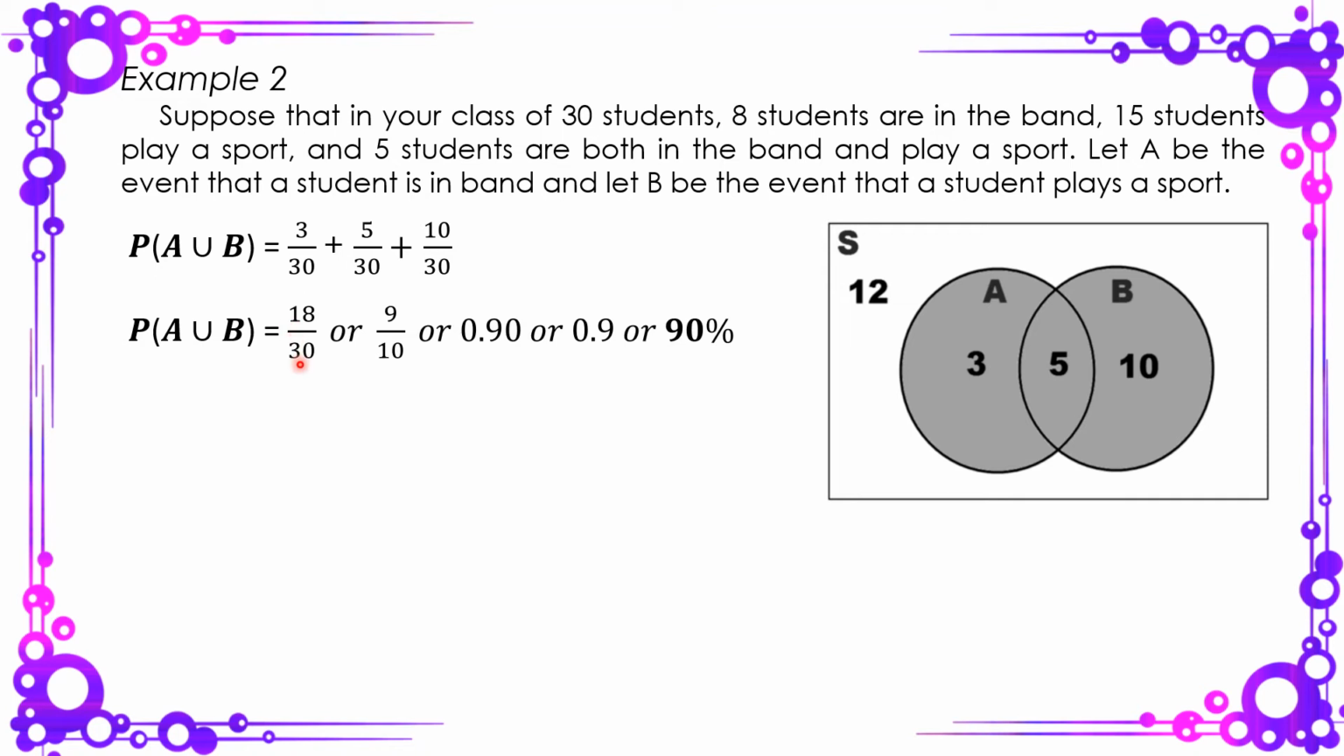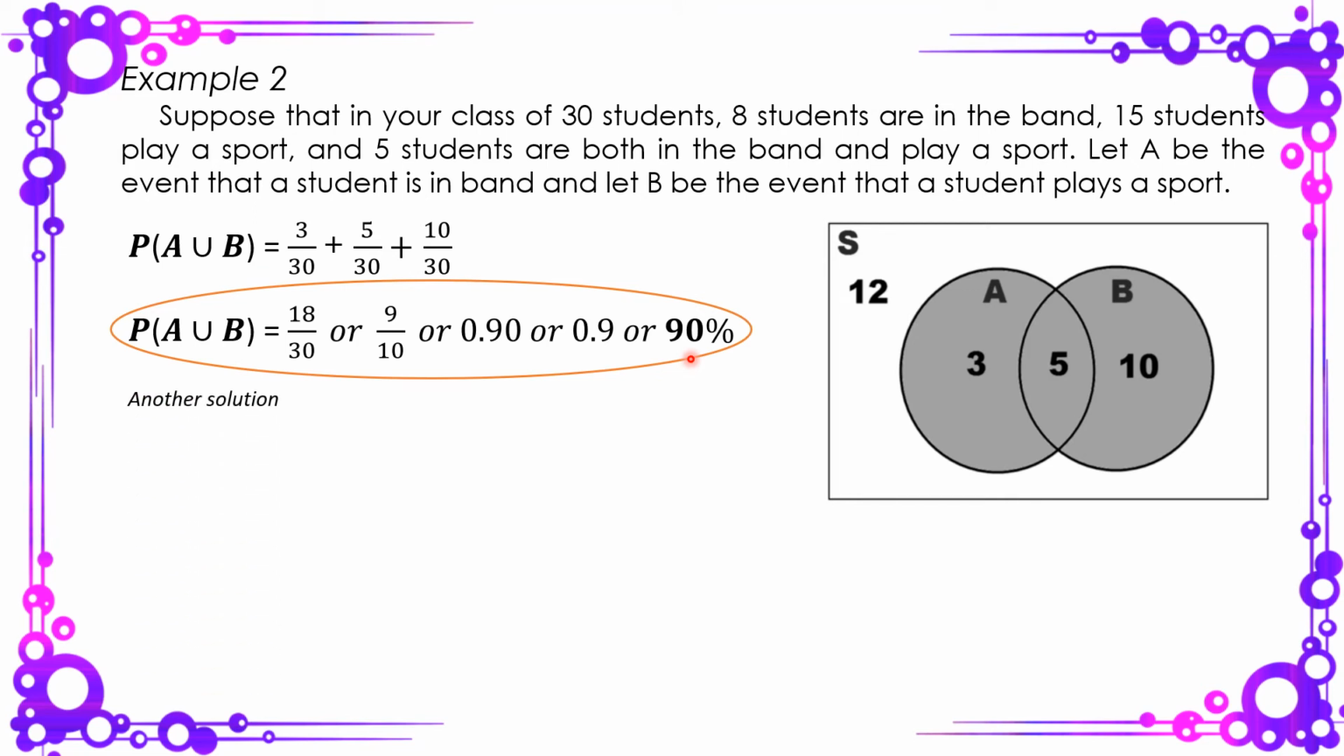18 over 30, simplify, divide by 2. 18 divided by 2 is 9, 30 divided by 2 is 15. So this is 9 over 10 in fraction form. In decimal form, this is 0.90 or 0.9. And in percent form, this is 90%.